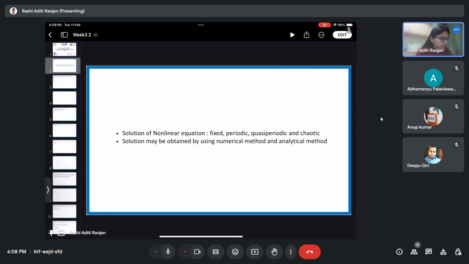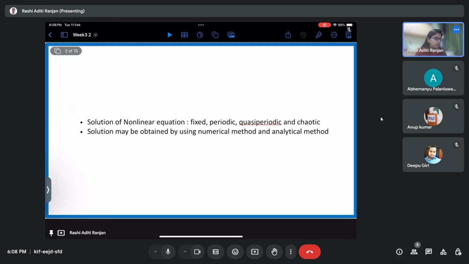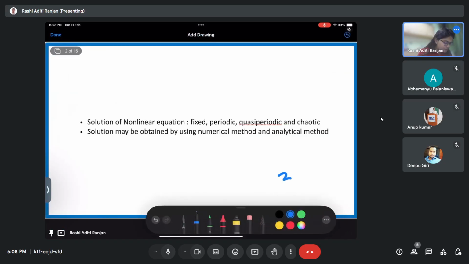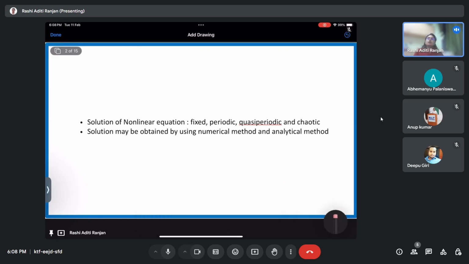So, firstly, I'll give a brief discussion about what was discussed in the lecture. This week was all about the solution of nonlinear equations and how we can obtain the solutions. As we have discussed earlier also, what could be the possible solutions of a nonlinear equation? There are four possible solutions.